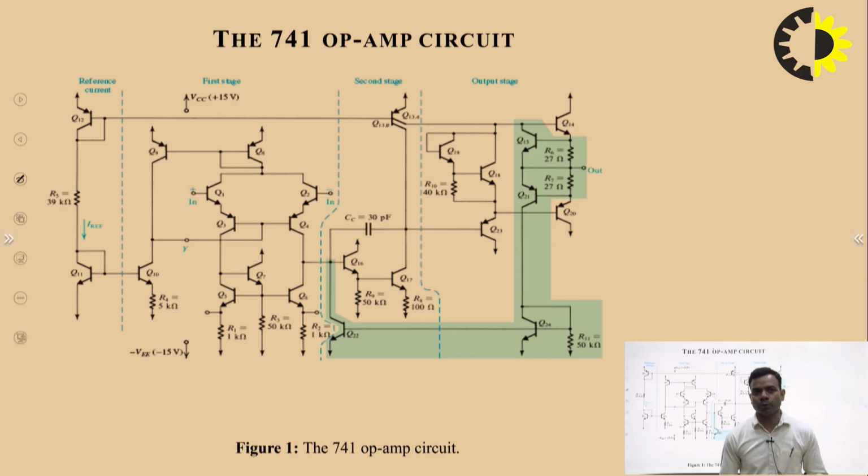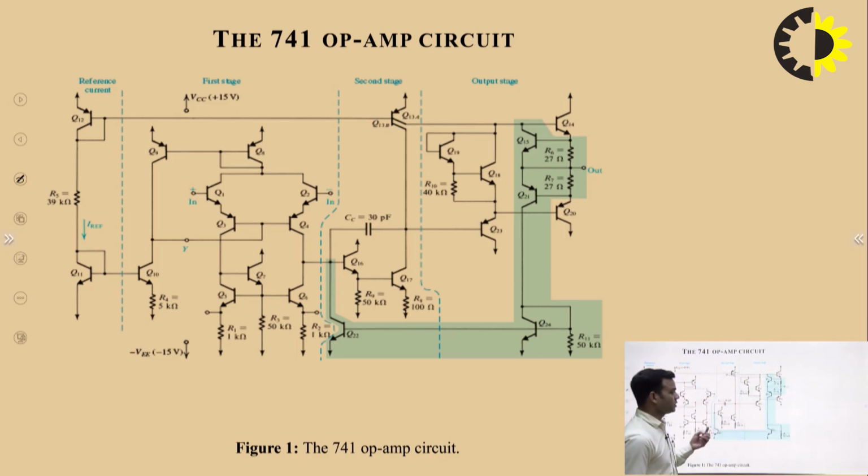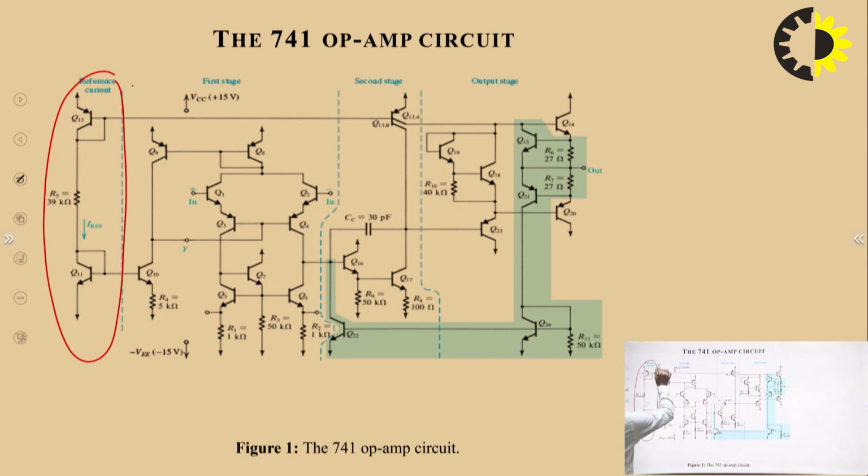That means today we are going to perform DC analysis of IC741. This is the internal circuit of IC741, which consists of these stages. The first is the reference current generation stage. The second is the simple reference current generation stage. After this the actual work starts, and this stage is called the first stage.